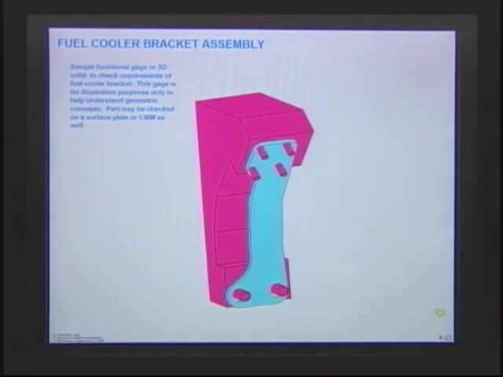Well, that ends our fuel cooler bracket. That was a pretty straightforward and simple one. Maybe your first foray into tolerancing in 3D. I think you'll find that pretty interesting. I find that a lot of people like that tolerancing in 3D. In automotive, we do that a lot, tolerancing in 3D. I see it more and more.